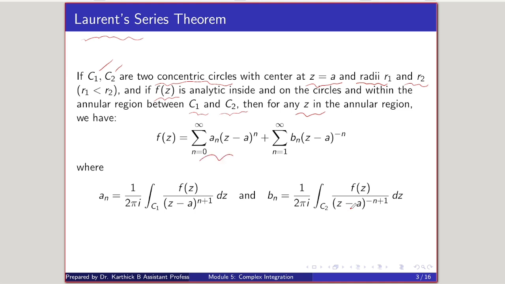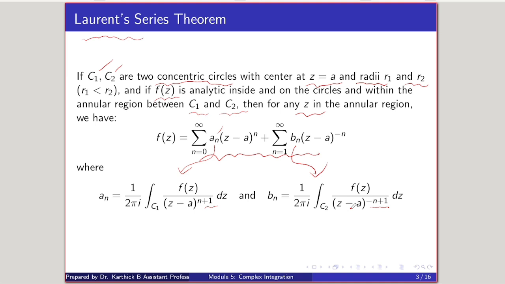of z as this series, where a_n can be written as 1 by 2 pi i integral over the concentric circle C1 of f of z by (z minus a) to the power n plus 1 dz. And b_n will be 1 by 2 pi i integral over C2 of f of z by (z minus a) to the power minus n plus 1 dz. Here it is n plus 1, here it is minus n plus 1. So of course it is a general form. Okay, so we shall go for the problem.